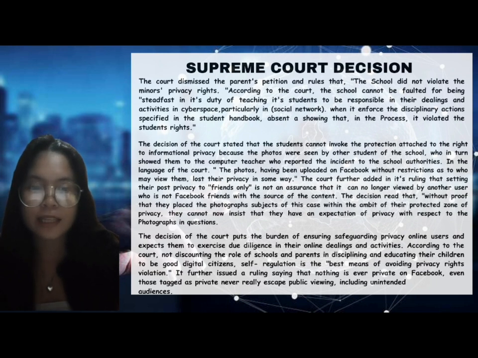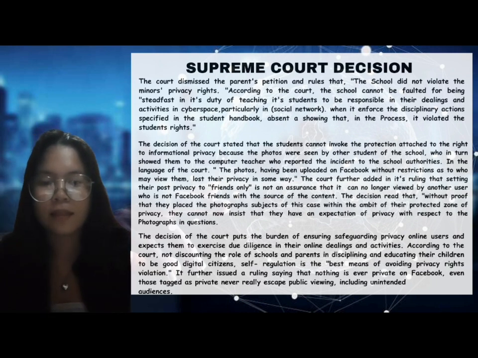Thus, the decision read that without proof that they place the photograph subject of this case within the ambit of their protected zone of privacy, they cannot claim that they have an expectation of privacy with respect to the photographs in question. The decision of the court puts the burden of safeguarding privacy on online users and expects them to exercise due diligence in their online dealings and activities.